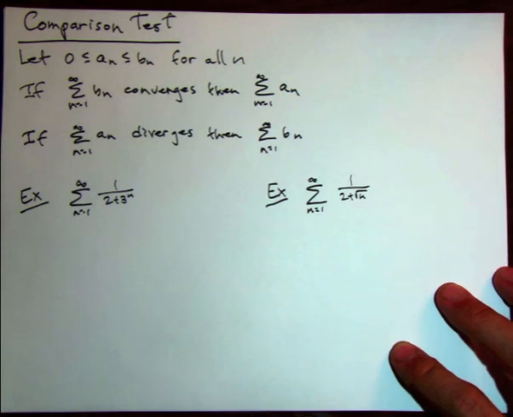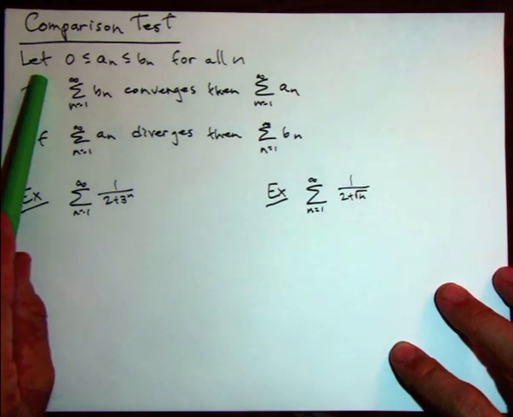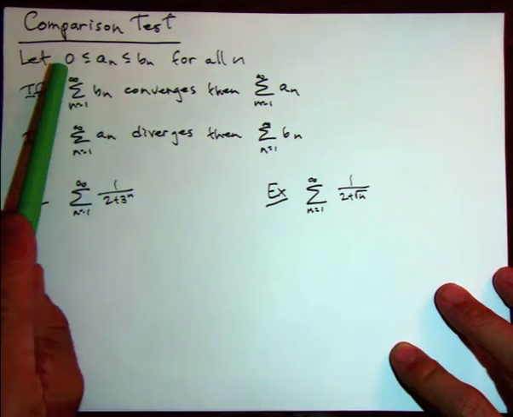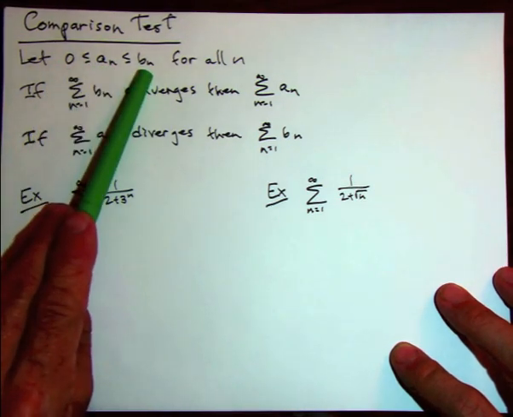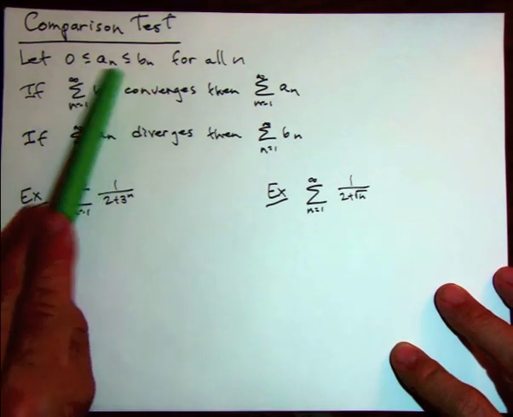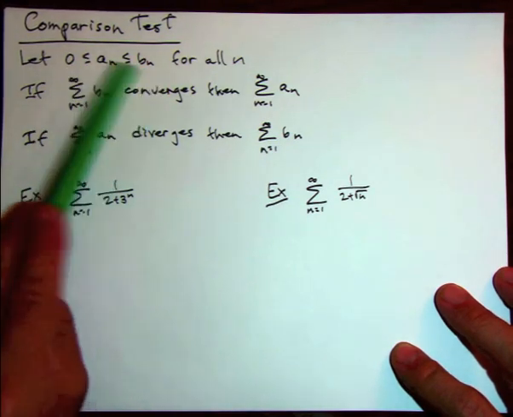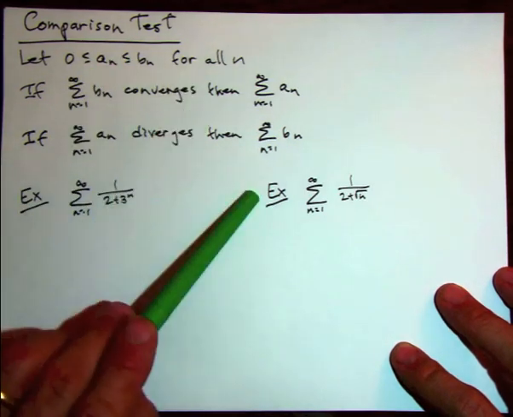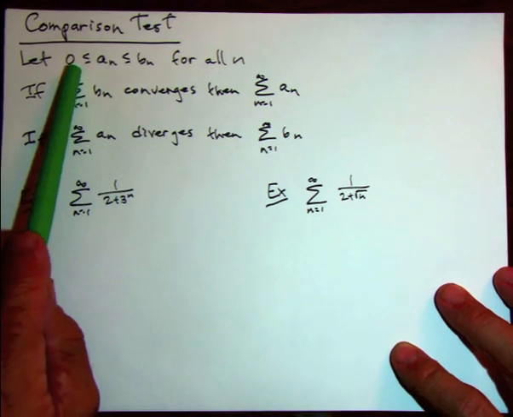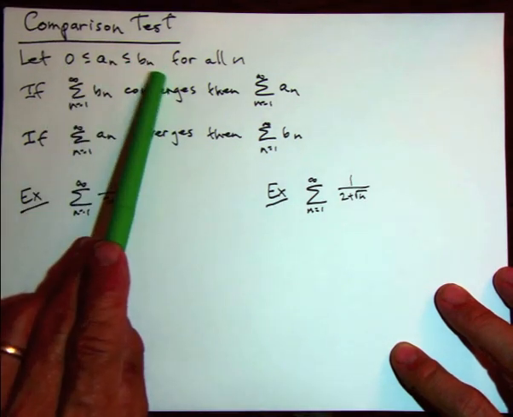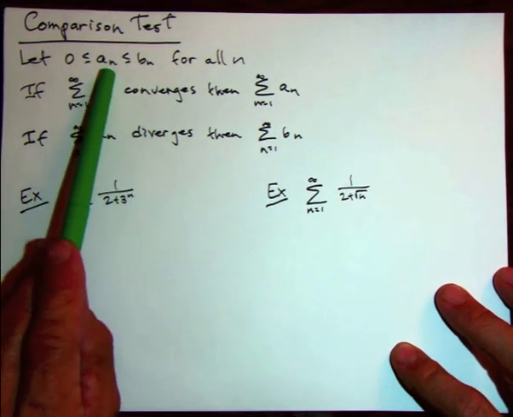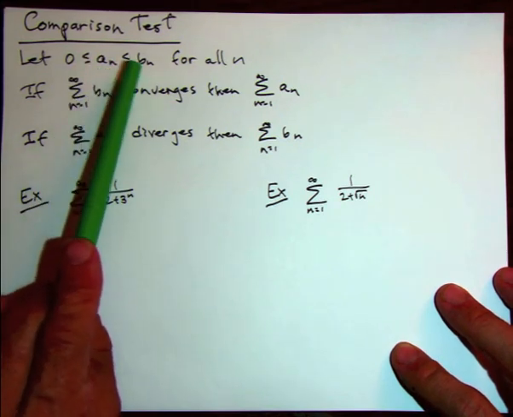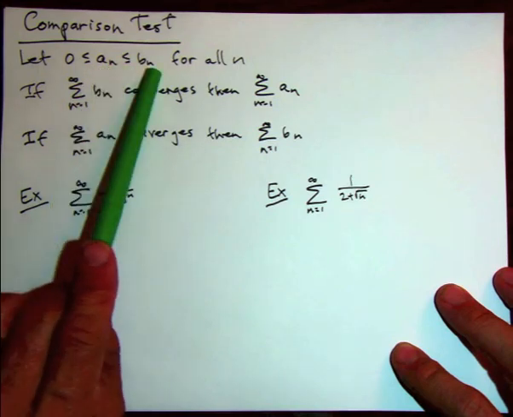So let's look at the comparison test here. This says if the terms of the series have these properties. In other words, they're always non-negative terms. If we have negative terms mixed in with positive terms, that's called an alternating series, and that's a separate class of series that we need to look at. But for now, we're looking at only non-negative terms. And notice that the terms of a sub n are less than or equal to the terms of b sub n for all n.